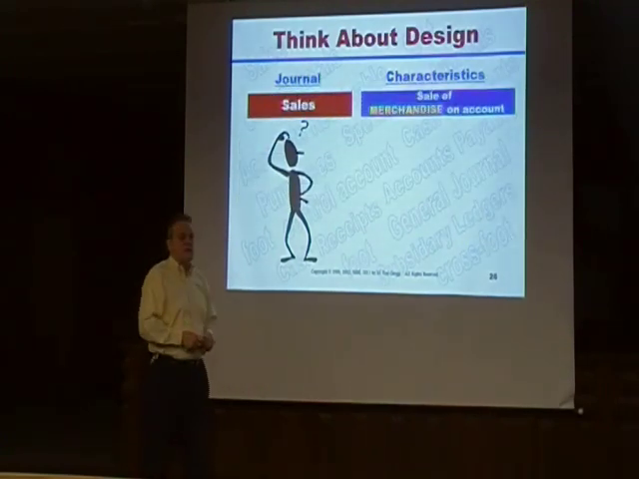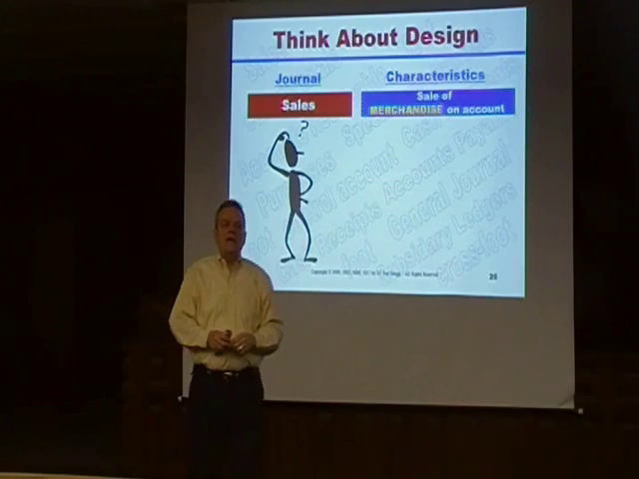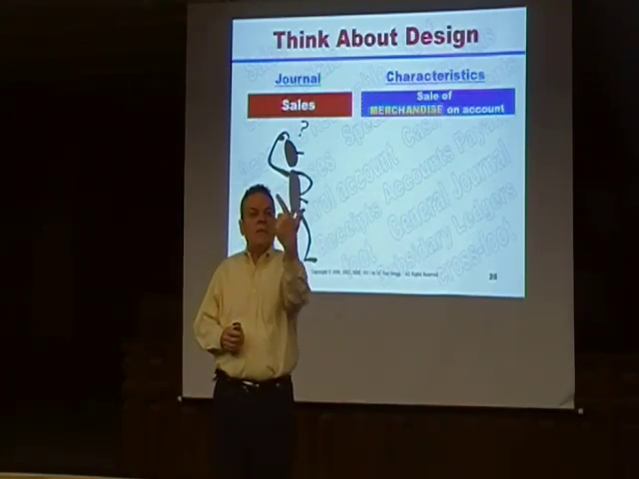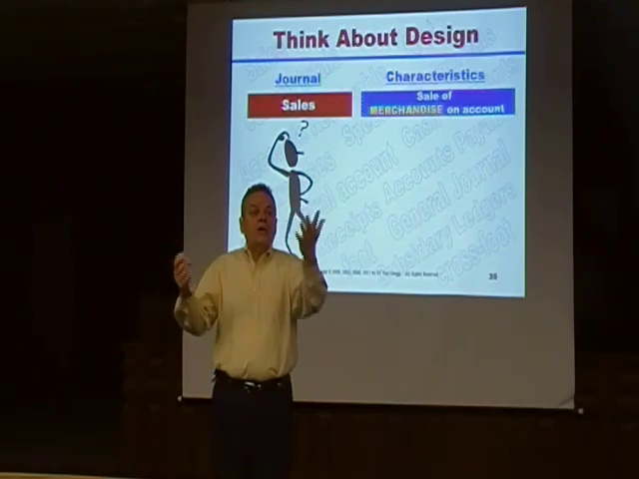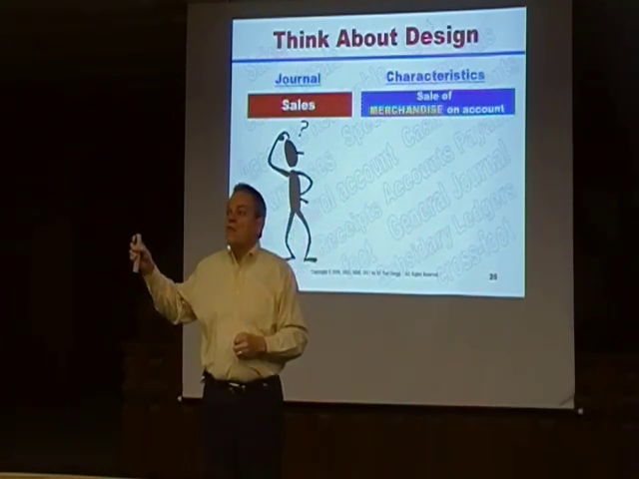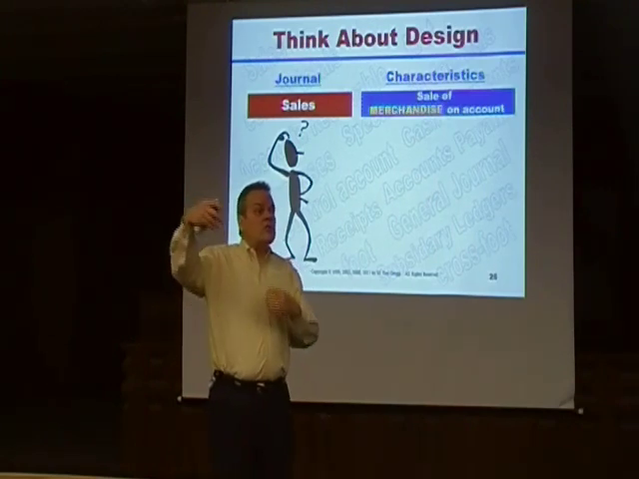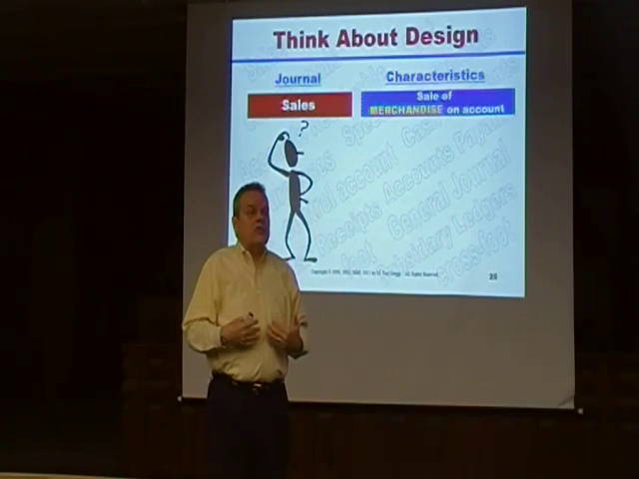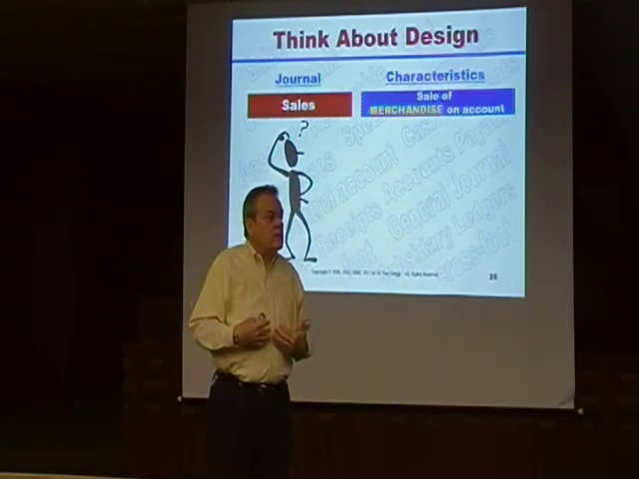Let's talk about designing a sales journal. If we say the criteria for the sales journal is that it's got to be a sale, it's got to be merchandise, it's got to be on account, what journal entry would you make? If you read in the book or experienced in real life, I sold merchandise to a customer on account, what would you have done under perpetual procedures, Daniel? You would debit accounts receivable and credit sales.